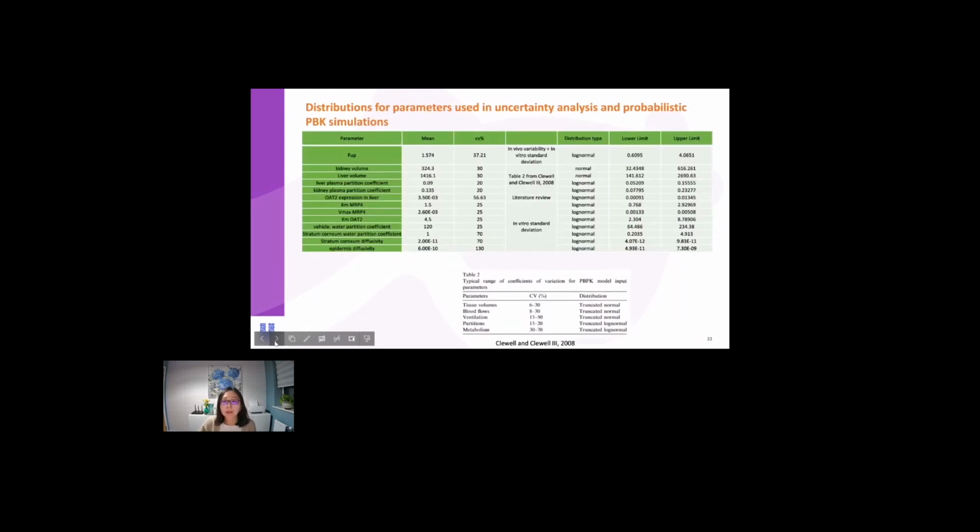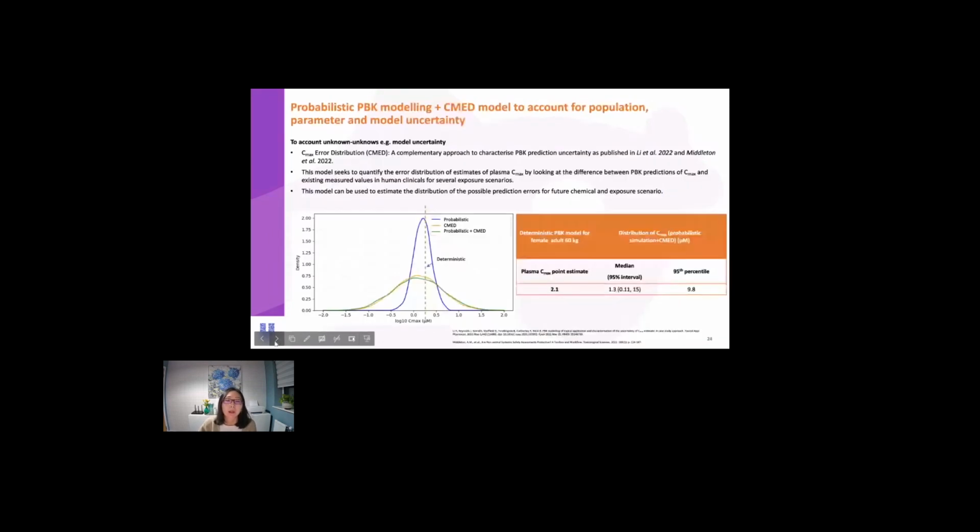In this table, you can see an overview of those influential parameters, and the kind of distribution we have applied, like lower and upper limits, distribution type, and CV%, etc. Those were used in the Monte Carlo simulation, the population simulation function of GastroPlus. The next one, please.